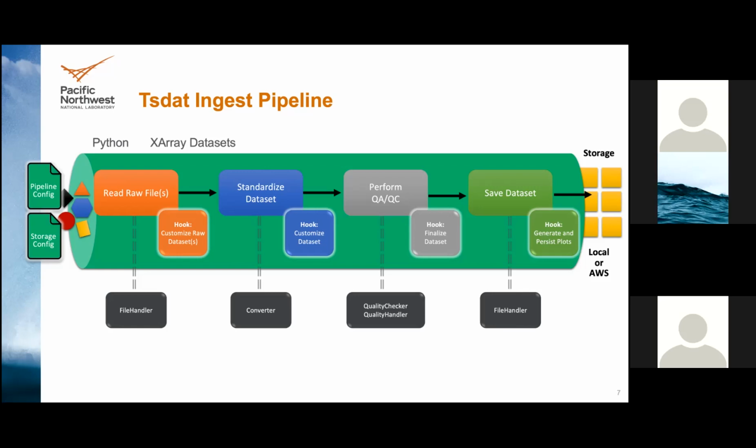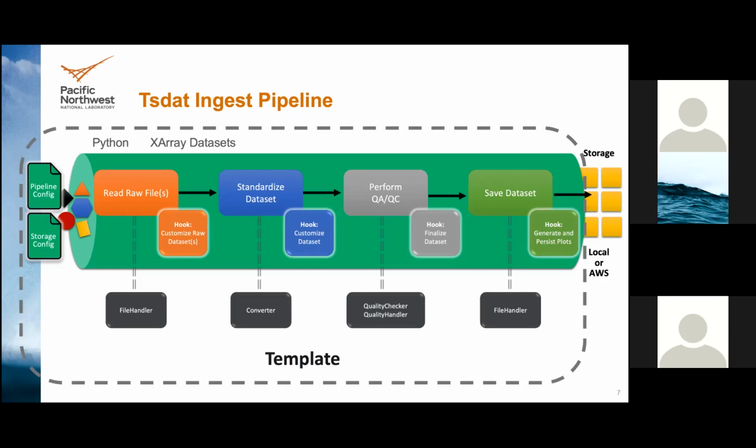Then, next animation, to make it easy to get started, we wrap the config files, the pipeline code with the stubbed out hooks, the example file handler, converters, quality checkers, and handlers, and some sample data into a GitHub template repository that works out of the box. That way you can jumpstart your development.